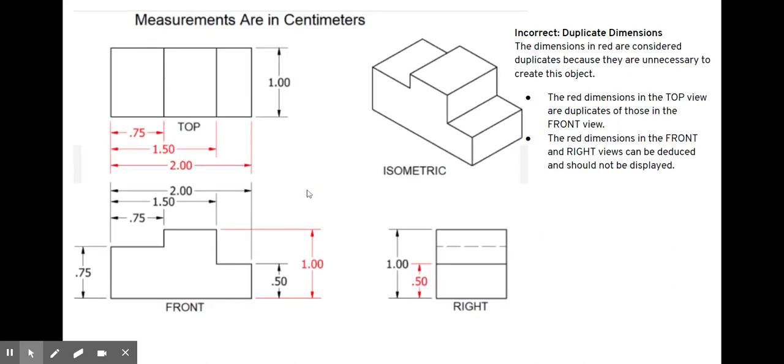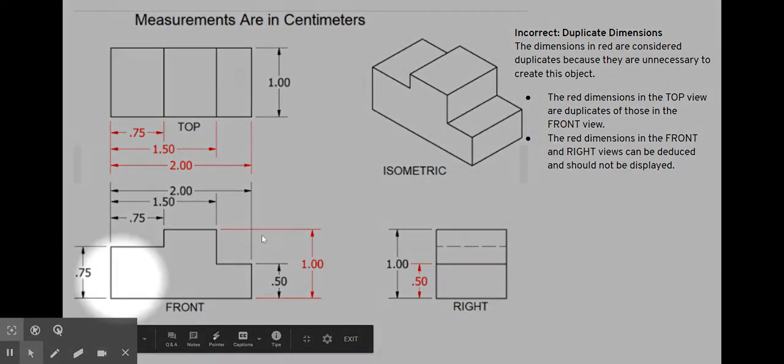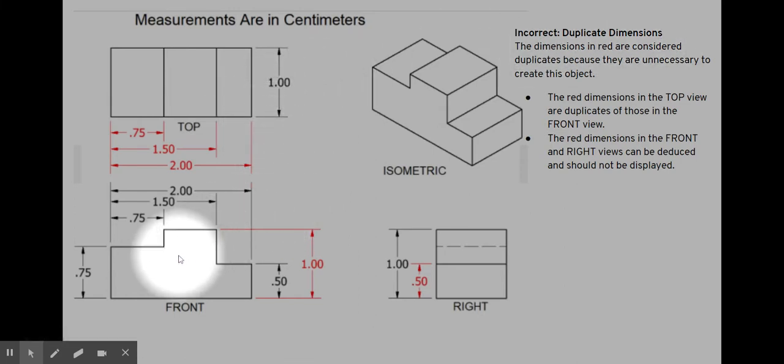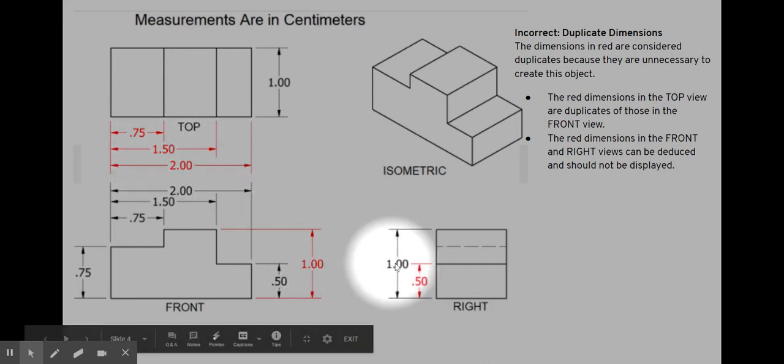So here you go. What's wrong with this picture? Well, it looks really busy. There's so many numbers, and that's because we have duplicate dimensions. So this is incorrect because of duplicate dimensions. Right here, I already told you that this is sort of the width. Here we get from here to here, 0.75. From here to here, 1.5. From here to here, all the way across is 2. There's no need to put them back up here. No need. I spy this is already here, the height of the object. We don't need to redo the height.